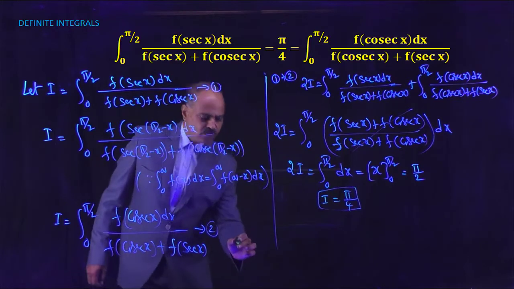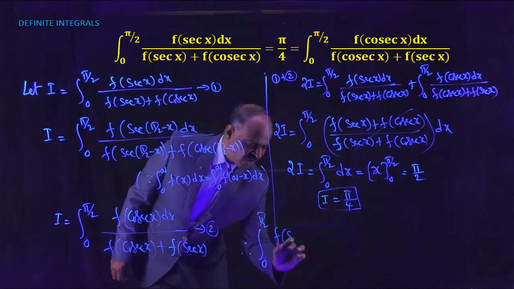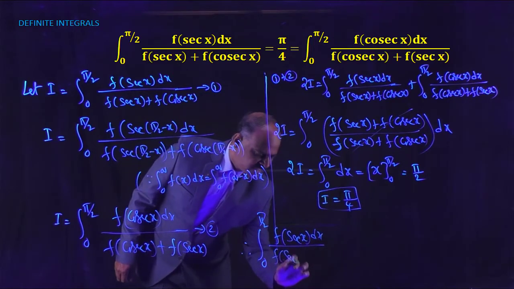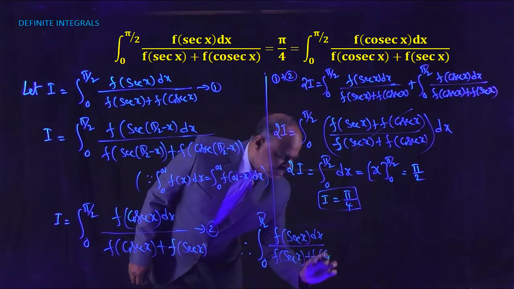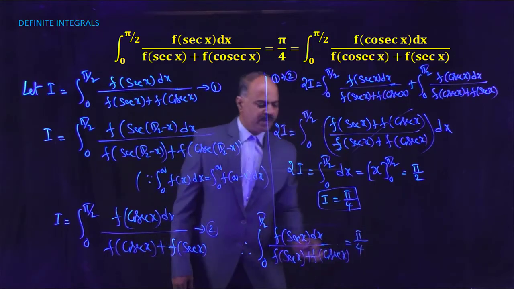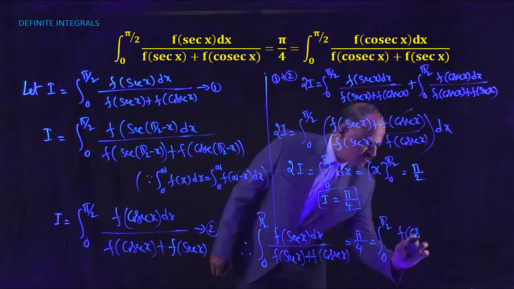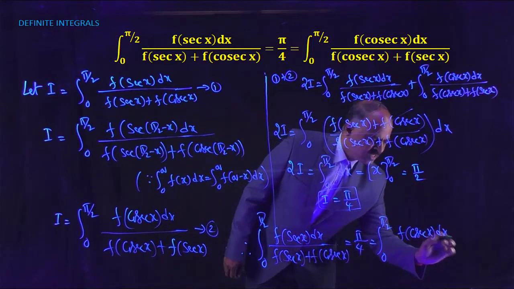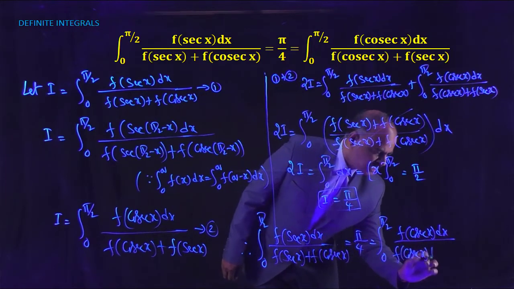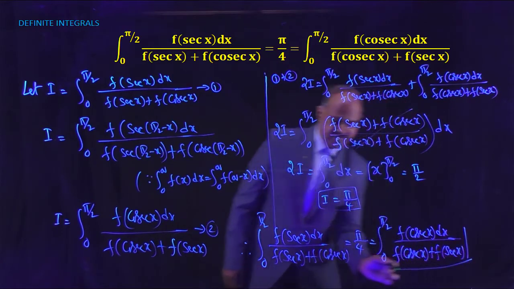Therefore integral 0 to pi by 2 of f of secant x dx divided by f of secant x plus f of cosecant x is equal to pi by 4, that is equal to integral 0 to pi by 2 of f of cosecant x dx by f of cosecant x plus f of secant x.